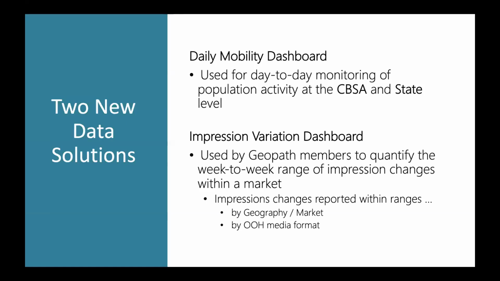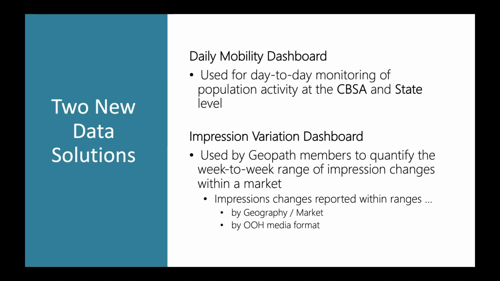The daily mobility dashboard is used for day-to-day monitoring of population activity, as it says here. And it's at the CBSA level and state level. I'll dig a little deeper into that in a moment. And then the other tool that was released on May 15th, I believe, is the impressions variation dashboard. That is related to being able to help our members quantify the changes week to week in terms of impression changes within the market due to the stay-at-home orders and COVID-19 essentially.